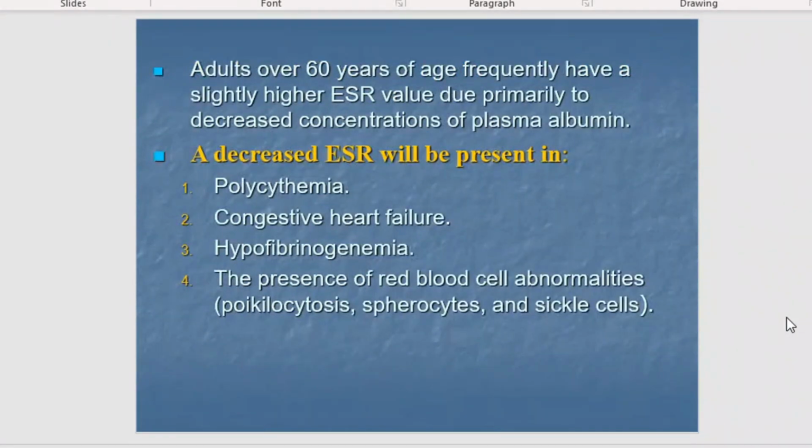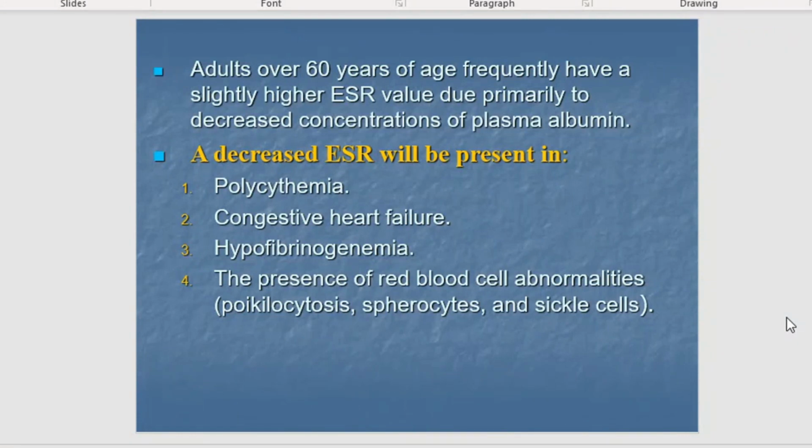Then adults who are around 60 years of age frequently have a slightly higher ESR value, primarily due to decreased concentrations of plasma albumin. So when the plasma albumin gets decreased, then automatically what will happen? The amount of red blood cells will get increased. When they get increased, the erythrocyte sedimentation rate will also increase.